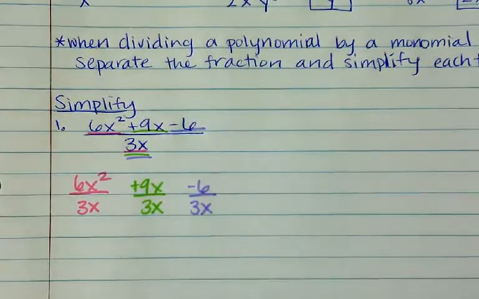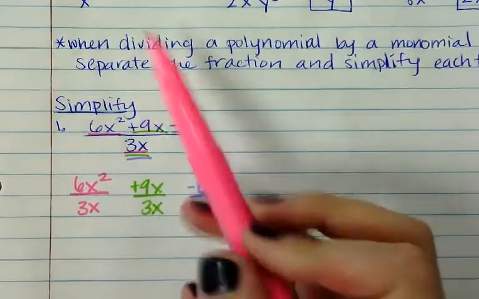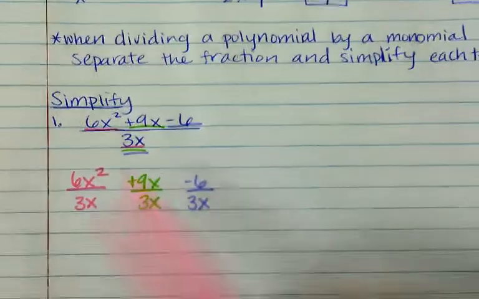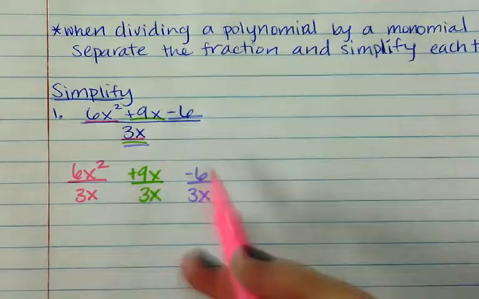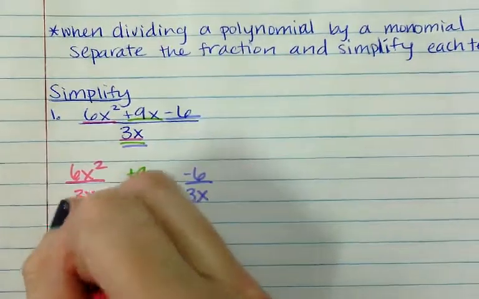Do y'all feel good about that? So we're taking each term in the numerator and we're dividing it by the monomial in the denominator. Okay, so we're going to separate our fraction and then we go ahead and we simplify each term. So now we are going to simplify these guys just like we simplified our examples at the beginning. So we look at this and we say, cool, 6x squared over 3x. Well, that's going to reduce down just to 2x.